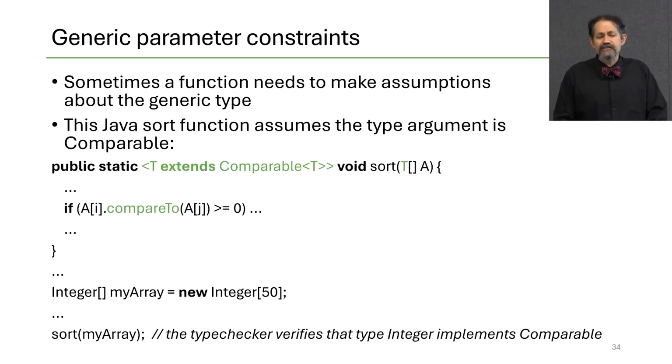What this means is that inside the sort, we can call compare_to, and we can see whether element i should come before or after element j of the array. Later on, when we use this, we can create an array of integers, here my array, and we can sort my array. And in Java, the type checker will figure out, first of all, that integer is the generic type that t should refer to, and it will verify that type integer actually implements the comparable type.